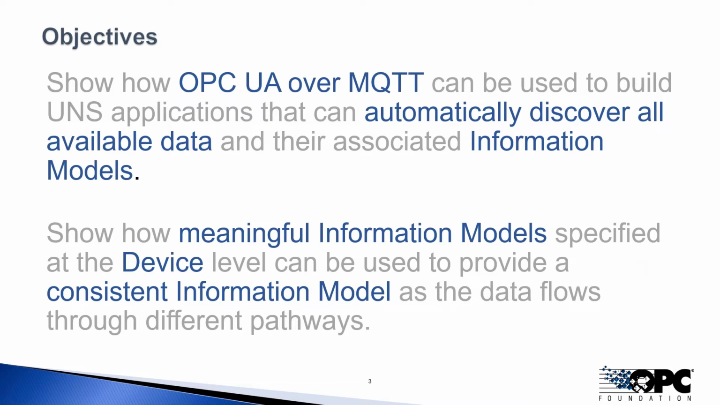Let's talk about objectives. I will show how OPC UA over MQTT can be used to build UNS applications that can automatically discover all available data and their information models. I will also show how meaningful information models specified at the device level can be used to provide a consistent information model as the data flows through different pathways.